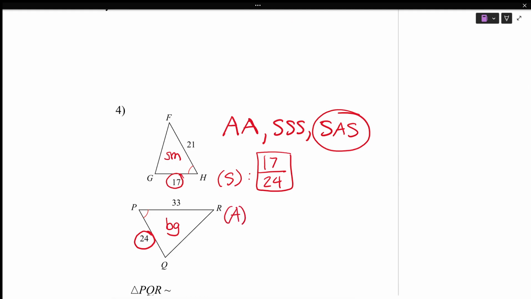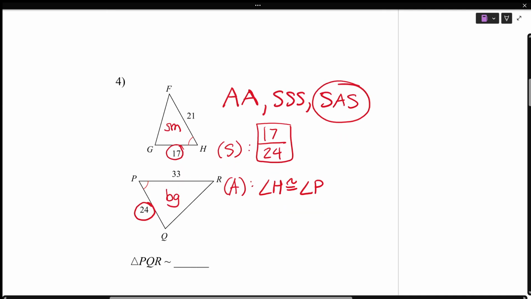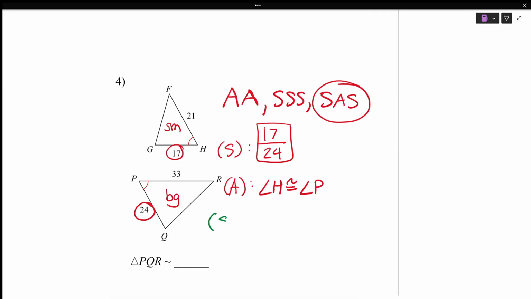As for the angles, do we have a pair of congruent angles here? We do. Angle H is congruent to angle P. They both have one arc mark. And then what about that last side? Let me do the last side in a different color. That last side is going to be 21 and 33. So 21 over 33. Let me ask you this.